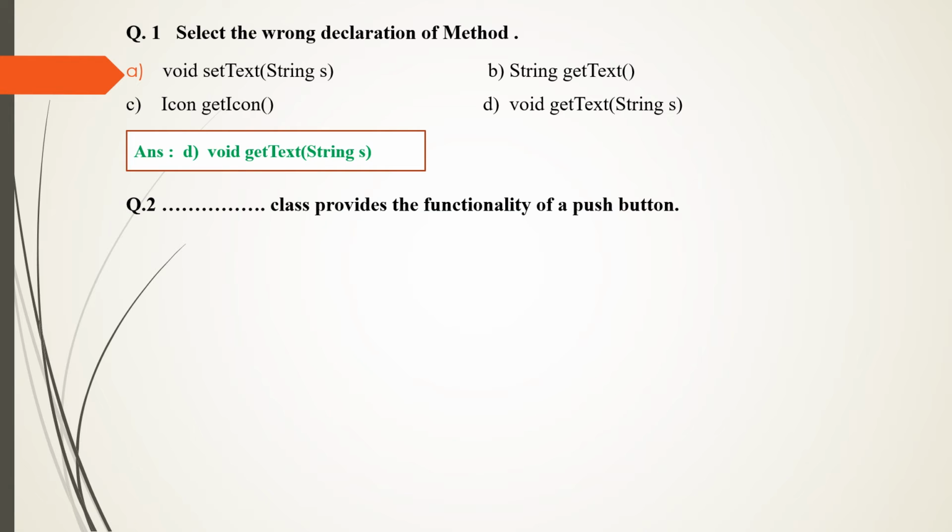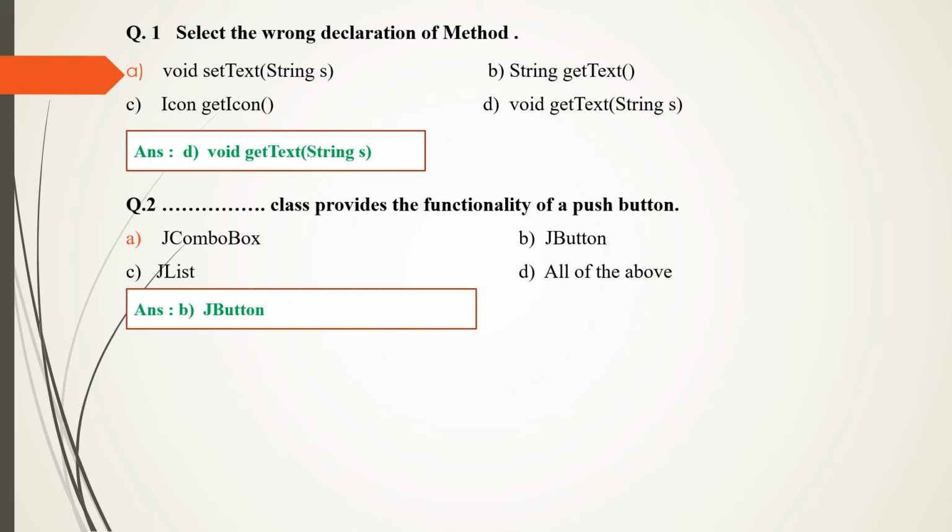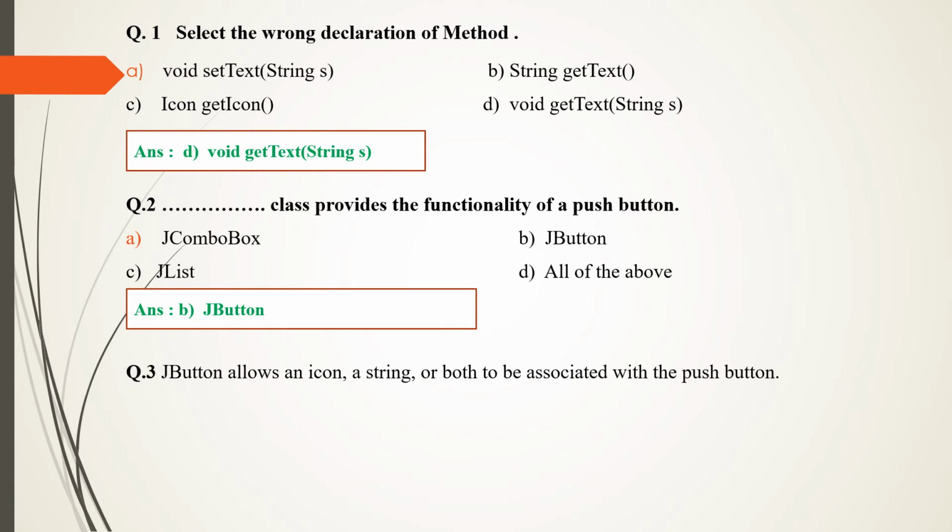Next MCQ: dash dash class provides the functionality of a push button. First option, JComboBox; second option, JButton; third option, JList; fourth option, all of the above. The answer to this question is JButton. The JButton class provides the functionality of a push button. Last question: JButton allows an icon, a string, or both to be associated with the push button. The statement is true, so the answer to this question is true.